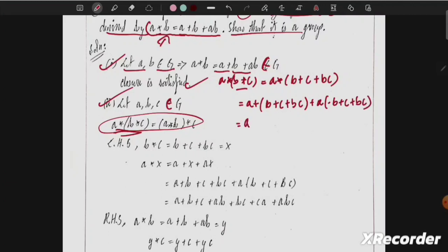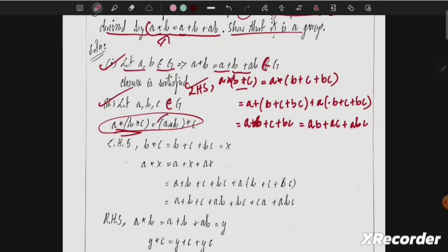If we simplify, A plus B plus C plus BC plus AB plus AC plus ABC. This is for the left hand side.